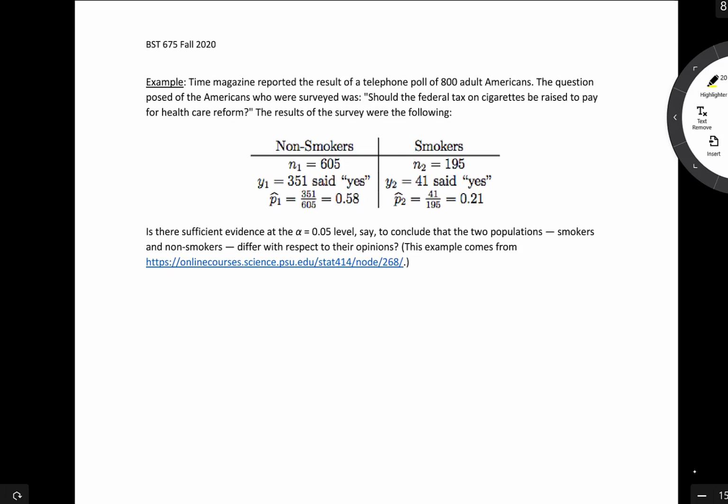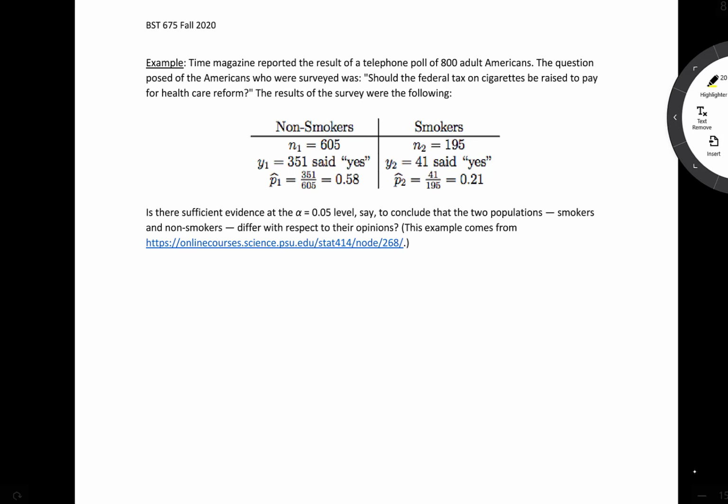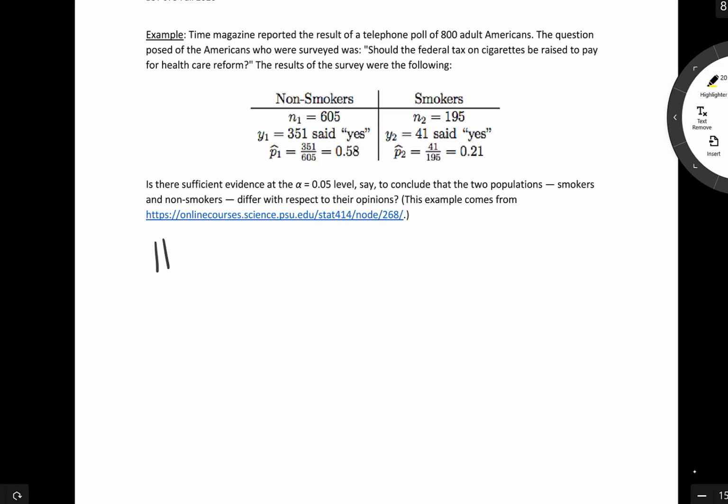And so the first thing we want to make sure that we can do is, have we met sample size requirements? So here, if we look at the counts from our two different groups, we can see that these are fairly high. So the central limit theorem is going to apply here. So the next thing we're going to do is set up our hypotheses. So under the null, what we're saying is that the proportion of non-smokers is equal to the proportion of smokers, and under the alternative, we're saying that they are different.